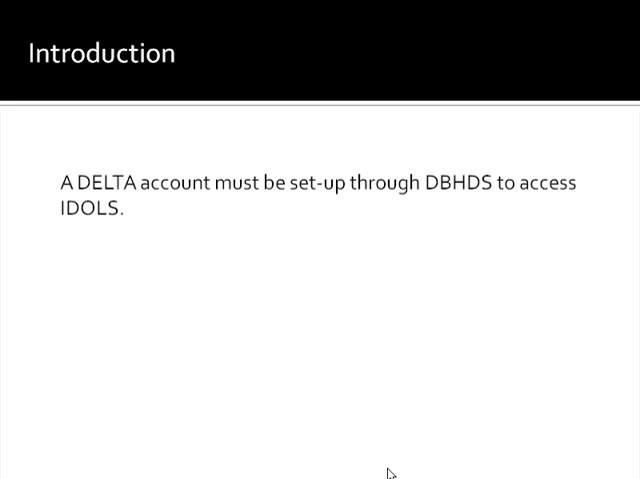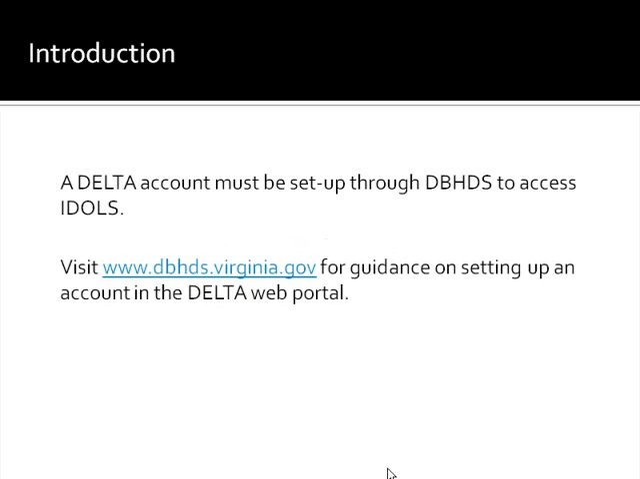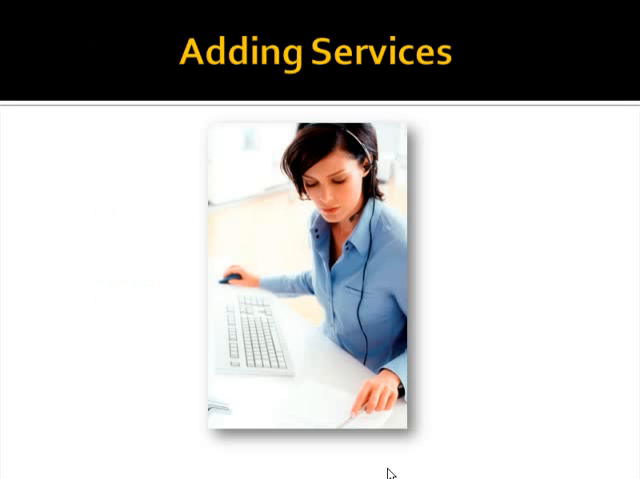The first thing you need to access IDOLS is a Delta account. This needs to be set up through the Department of Behavioral Health and Developmental Services. You can go online to the same web address at dbhds.virginia.gov to find guidance for how to set up an account within the Delta web portal. Also, at the end of this presentation is the direct link to access that information.